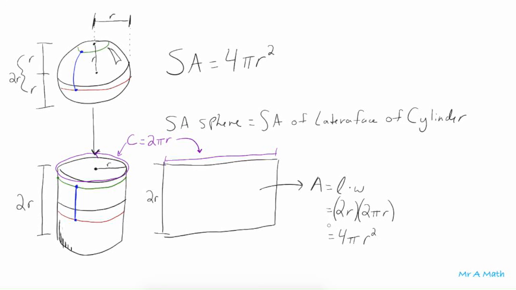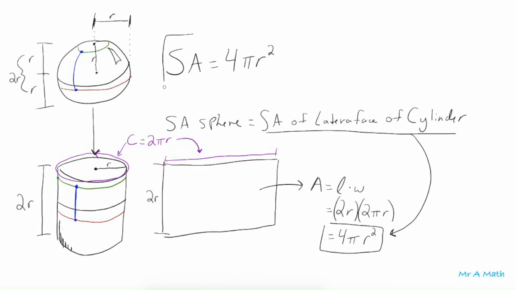So when I think about it this way, I come to a grand conclusion that the surface area of a sphere is equal to the surface area of the lateral surface of a cylinder. And I just discovered the lateral surface of a cylinder, when it is projected from a sphere, is exactly 4 pi r squared. So that means this is where the surface area of my sphere comes from.